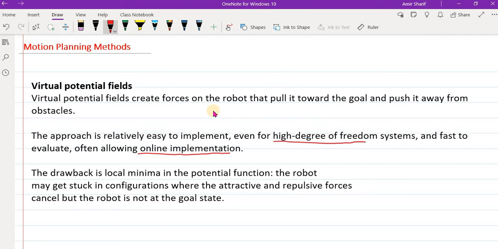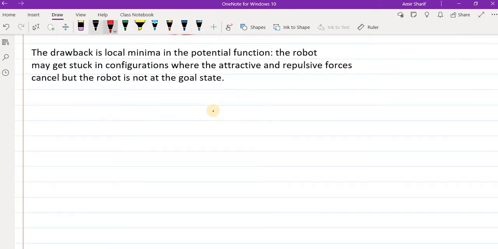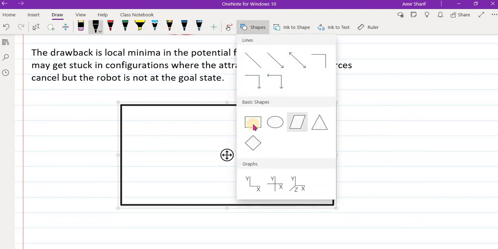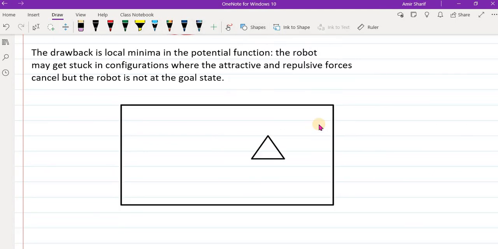The drawback is local minima in the potential function. The robot may get stuck in configurations where the attractive or repulsive forces cancel, but the robot is not at the goal state. So that's one of the problems when you model your environment like this. You say that, okay, you have obstacles here, and so let's say here you have the goal location.